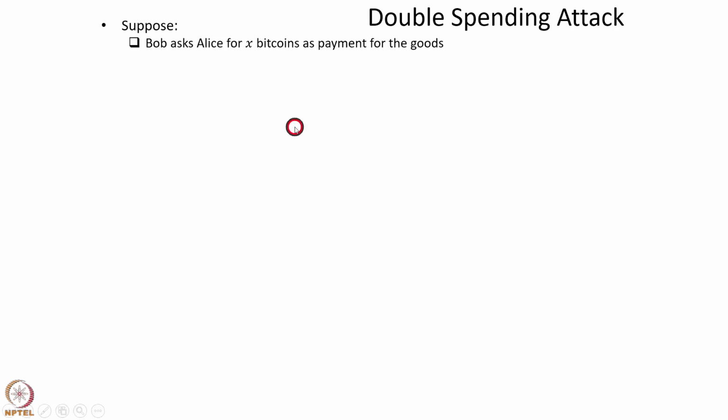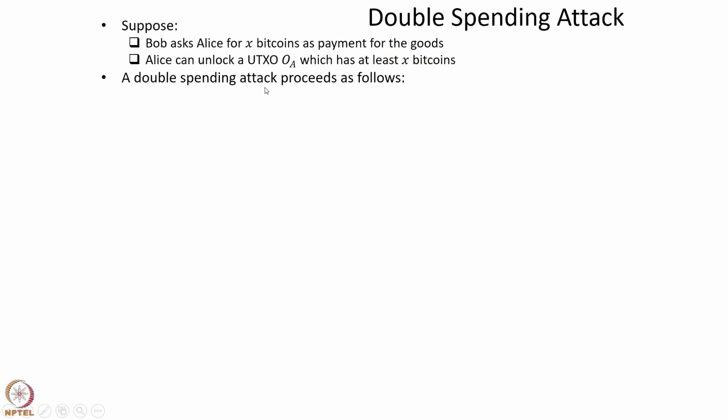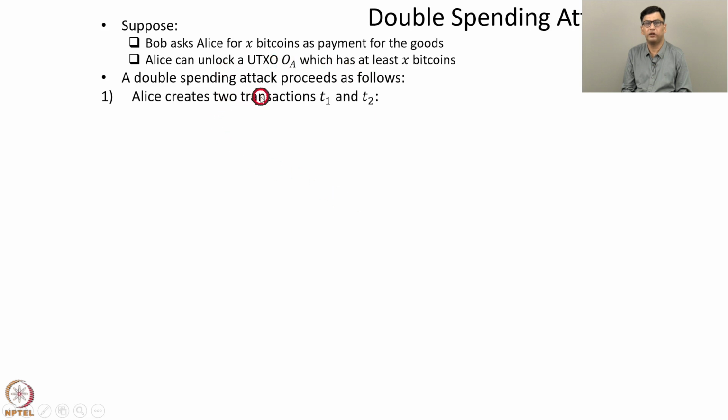Suppose Bob asks Alice for X bitcoins as payment for the goods which Bob is going to transfer to Alice. Alice can unlock a UTXO, say OA, which has at least X bitcoins. Now a double spending attack proceeds as follows. It has the following steps. Alice first creates 2 transactions, T1 and T2. In T1, an input unlocks OA and an output pays Bob X bitcoins.